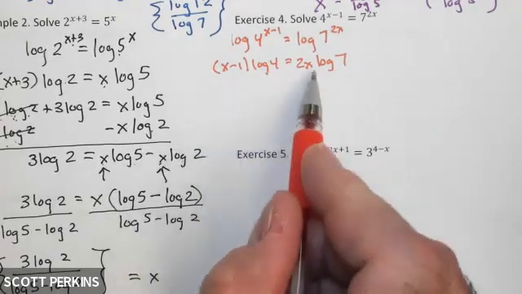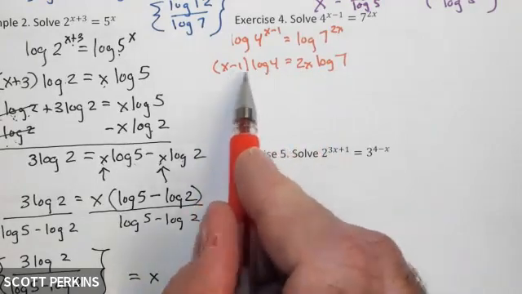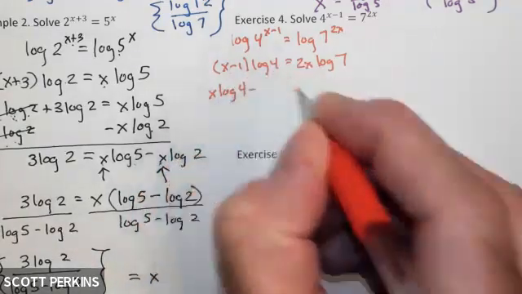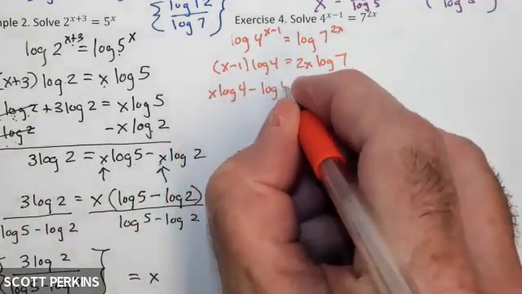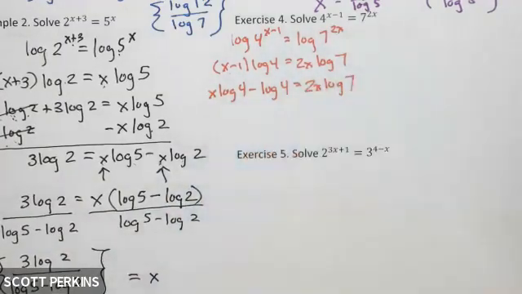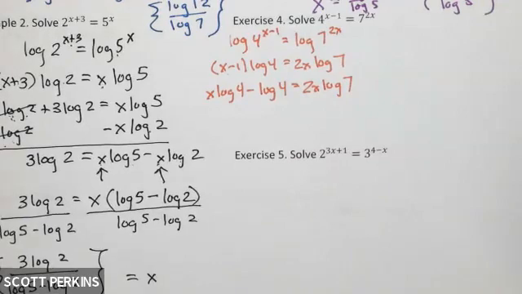So now I'm going to employ my algebra. I'm going to distribute the log of 4. So I've got x times the log of 4 minus 1 times the log of 4, or just log 4. On the other side, I've got 2x log 7. Again, it looks gross, but that's just a linear equation. The log of 4, the log of 7, those are just numbers. They're coefficients.